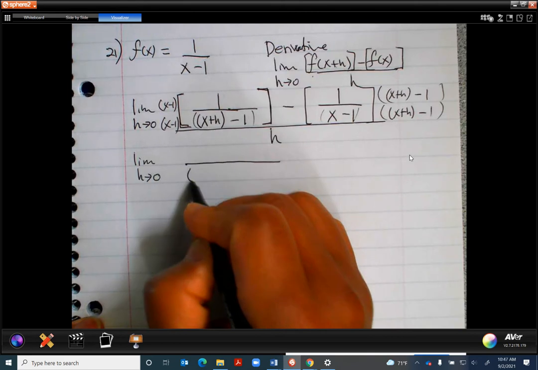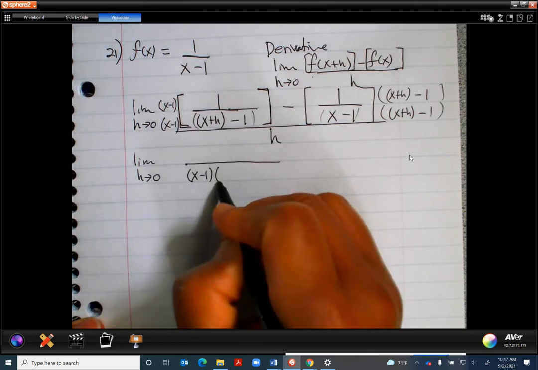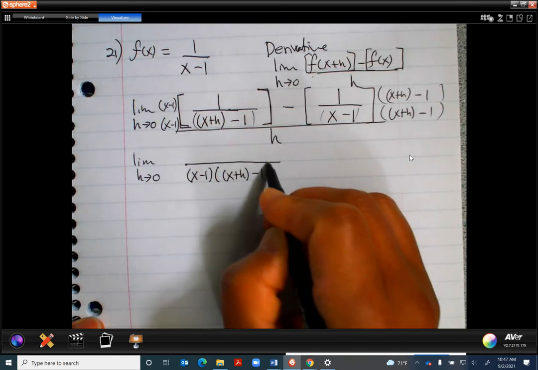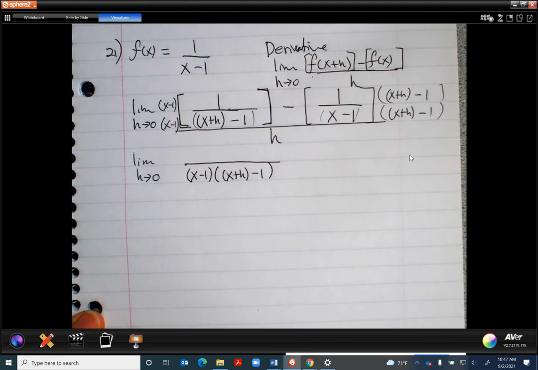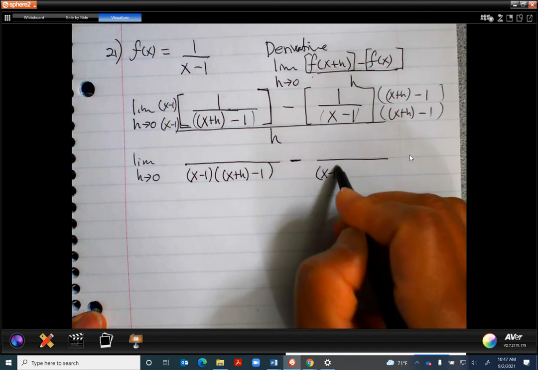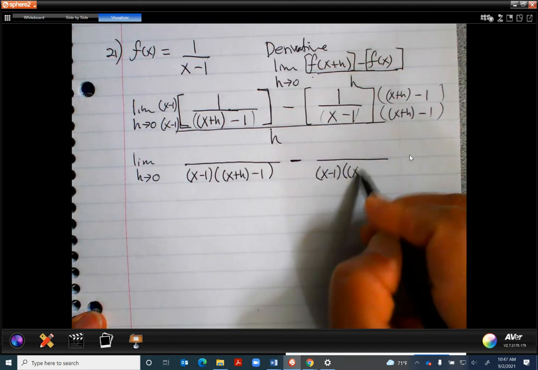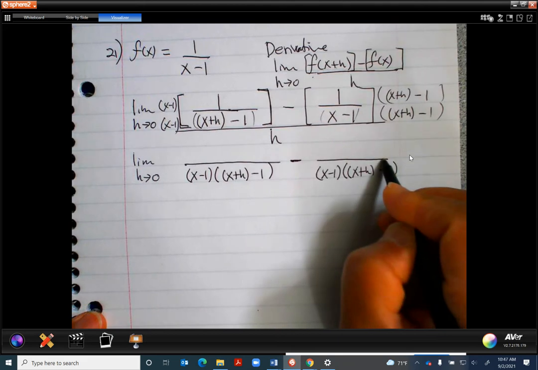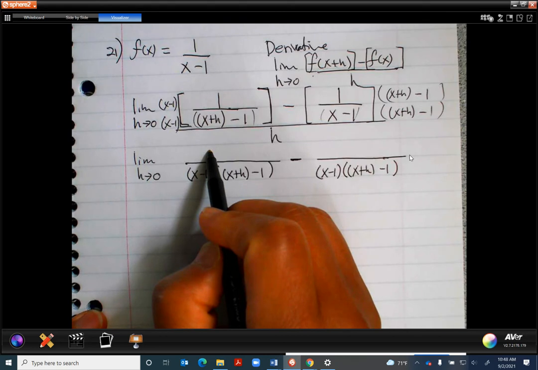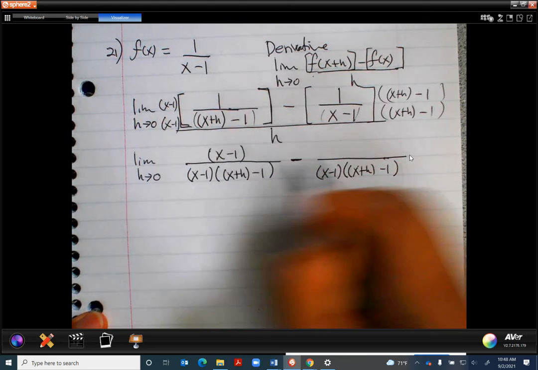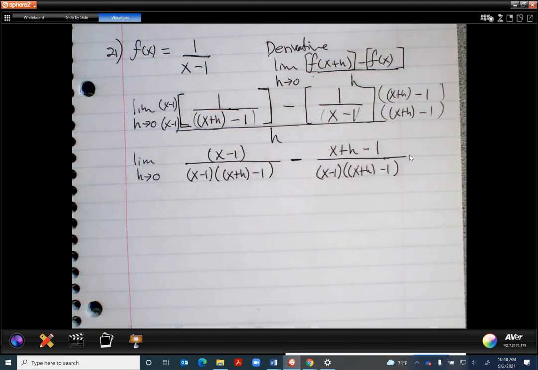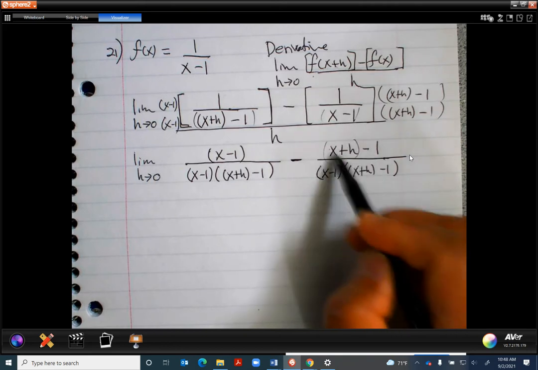The denominator is x minus 1 times x plus h minus 1, and close the parentheses again. Do you see it? Minus denominator x minus 1 times parentheses x plus h minus 1. Don't copy, just stay with me. What is it on the top here? X minus 1. What is it over here? X plus h minus 1. You see that? And you can put a parenthesis if you like.